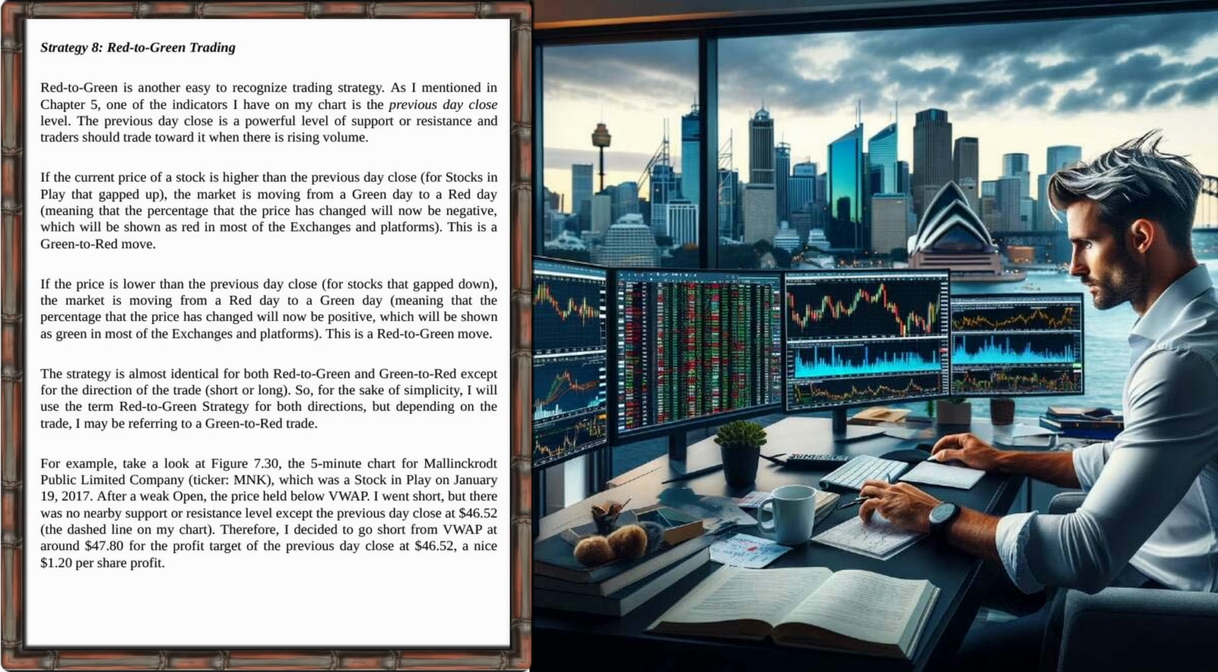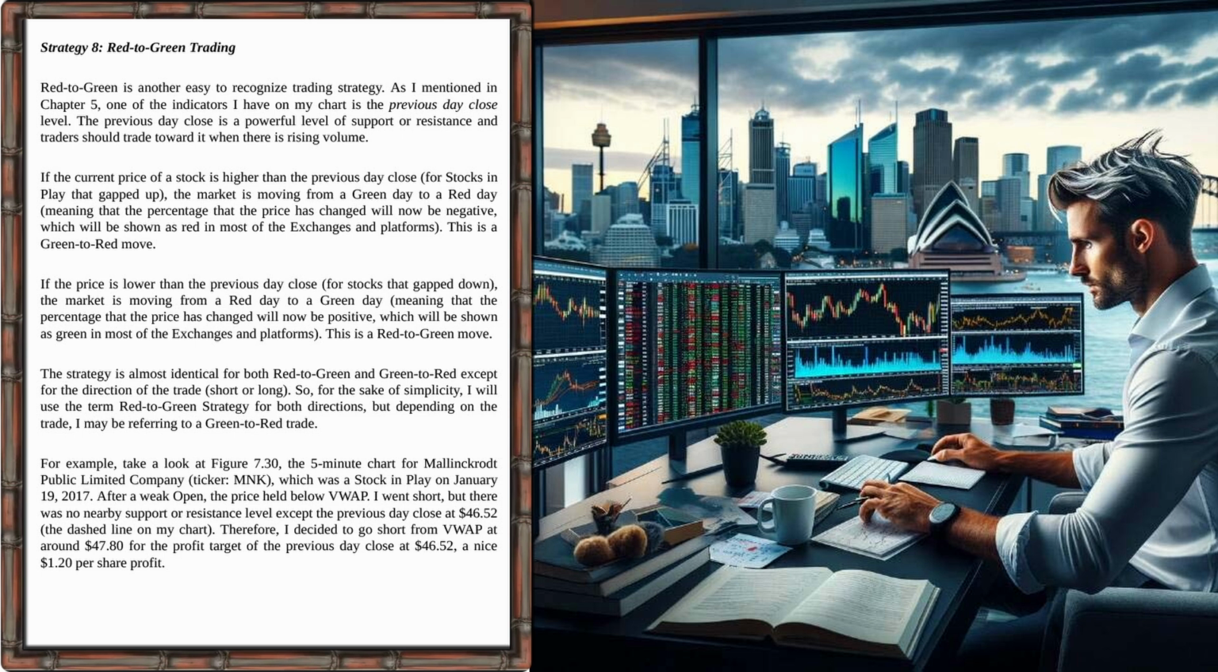Strategy 8. Red to green trading. Red to green is another easy to recognize trading strategy. As I mentioned in Chapter 5, one of the indicators I have on my chart is the previous day close level. The previous day close is a powerful level of support or resistance, and traders should trade toward it when there is rising volume. If the current price of a stock is higher than the previous day close, for stocks in play that gapped up, the market is moving from a green day to a red day, meaning that the percentage that the price has changed will now be negative, which will be shown as red in most of the exchanges and platforms. This is a green to red move.